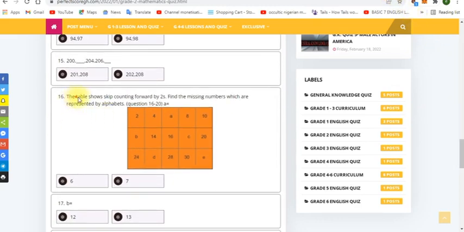Use the table shows skip counting forward by 2. So remember I taught you a table like that. Find the missing numbers which are represented by alphabet. So here the alphabet A, what number is missing there? The alphabet B, what number is missing there? The alphabet C, what number is missing there? The alphabet D, what number is missing there? The alphabet E, what number is missing there?